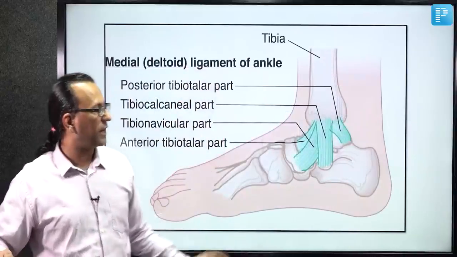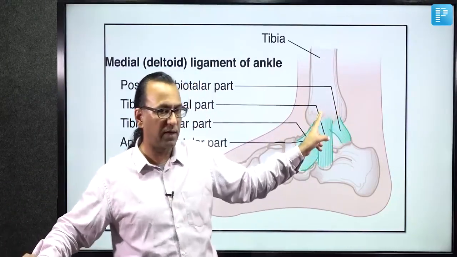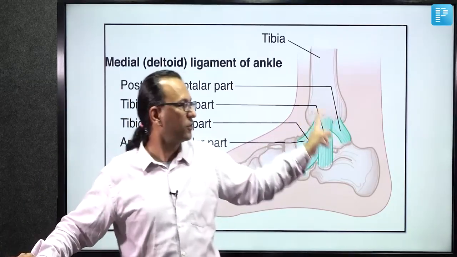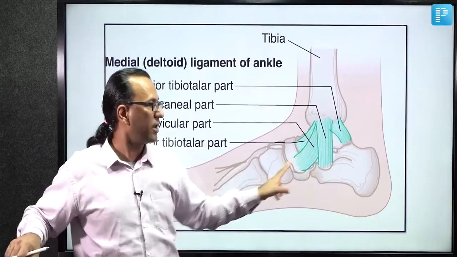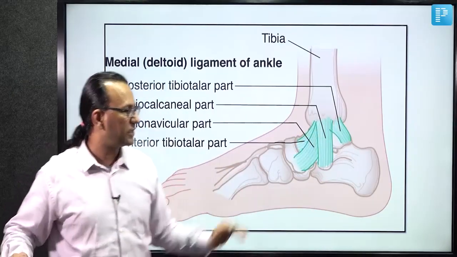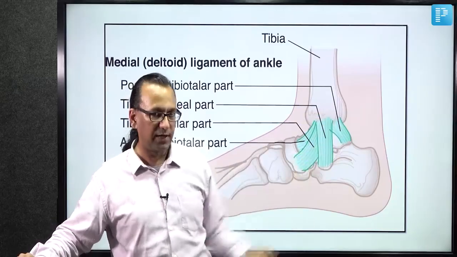As we were talking about the deltoid ligament, it has 4 parts, all attaching to the medial malleolus or lower end of the tibia, and their names always have the prefix tibio, like anterior tibiotalar, posterior tibiotalar, tibiocalcaneal, and tibionavicular. So these are the 4 parts of the deltoid ligament. Remember, spring ligament is not a part of the deltoid ligament, though it is fused with the deltoid ligament.